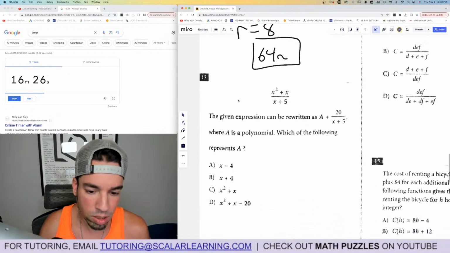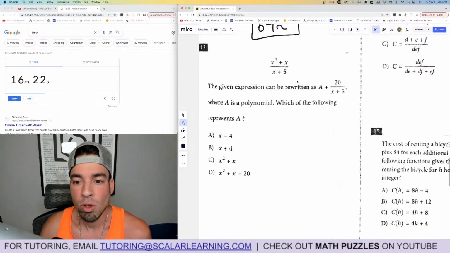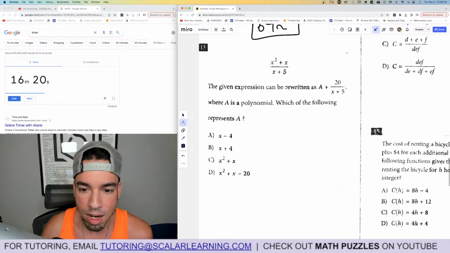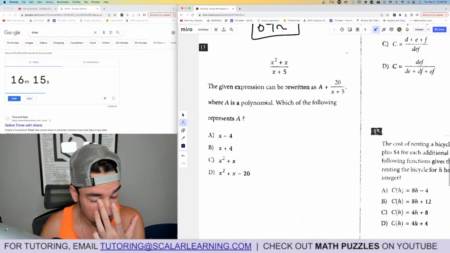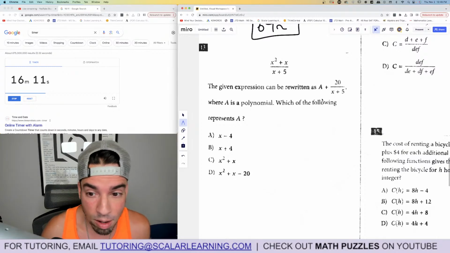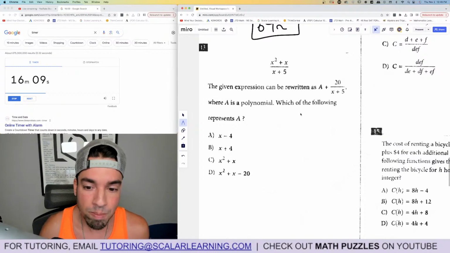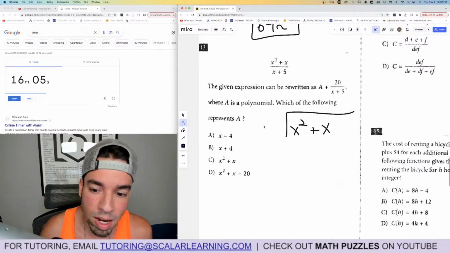Boom, done. Number 13. The given expression can be written as... ooh, haven't seen one of these in a while. These are fun. All right, the given expression can be written as this plus this. Which of the following represents A? This is a polynomial division problem, which pops up occasionally. You don't have to do it by that method. There are other ways to do it, but I'm going to do it old school. It's literally going to be x squared plus x divided by x plus 5.